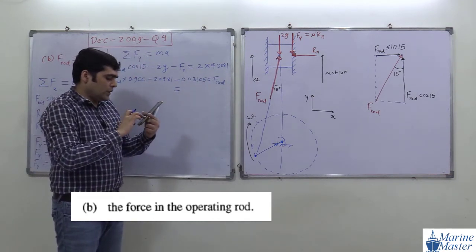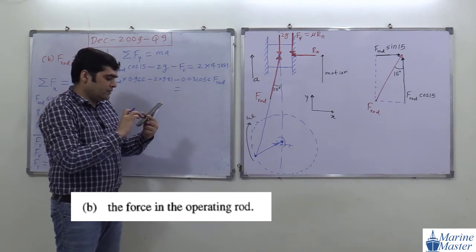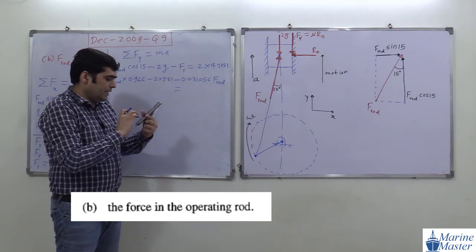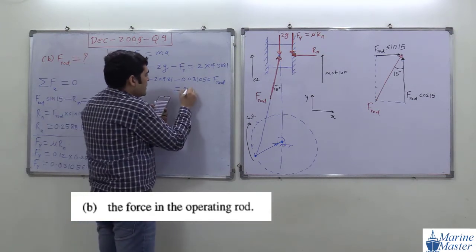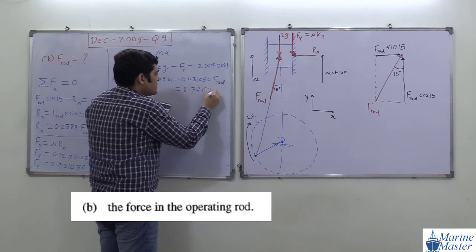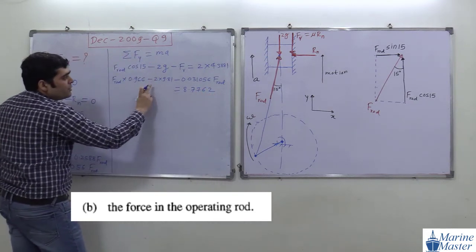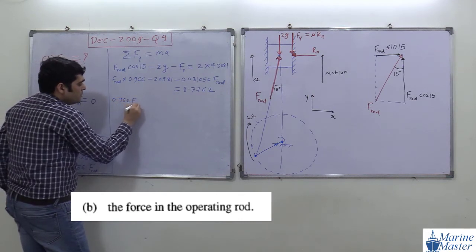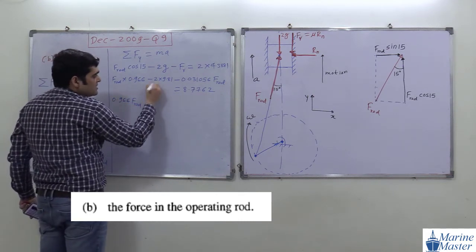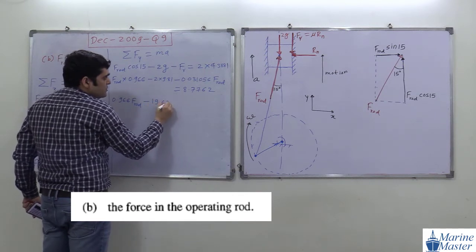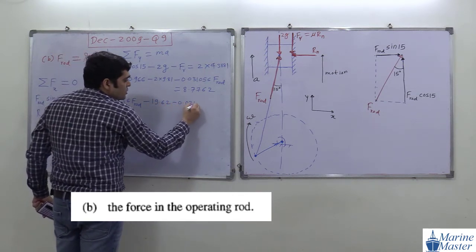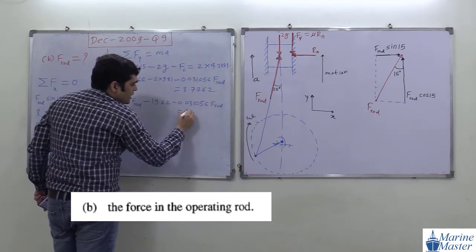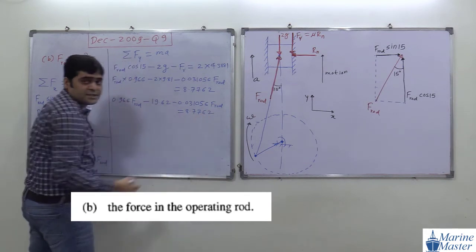And please everyone calculate 2 into 4.3881. How much value are we getting? 8.7762. So 0.966 F rod, then this term becomes 19.62, minus 0.031056 F rod, is equal to 8.7762. We are nearer to the answer.